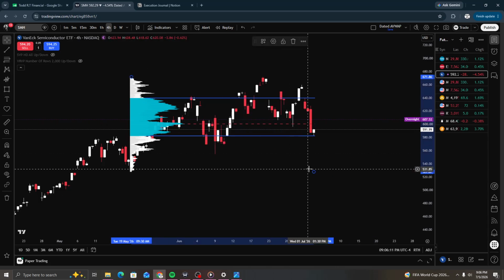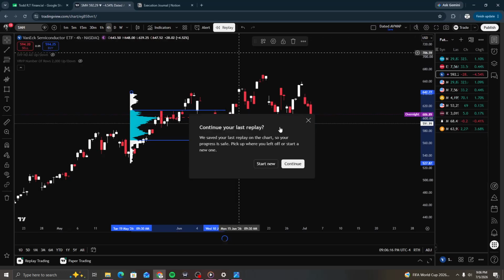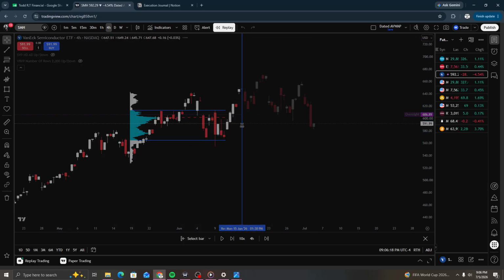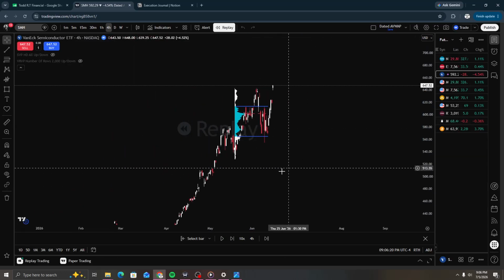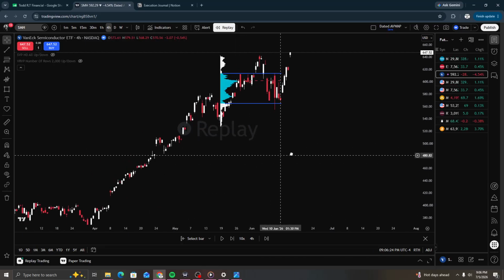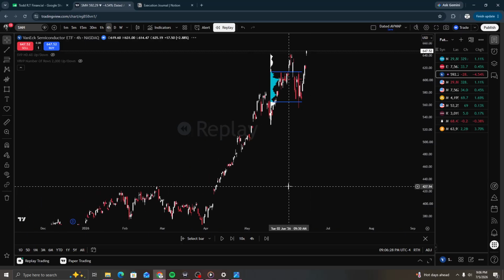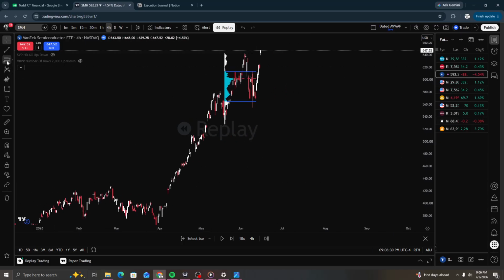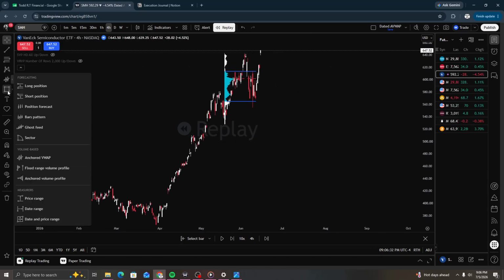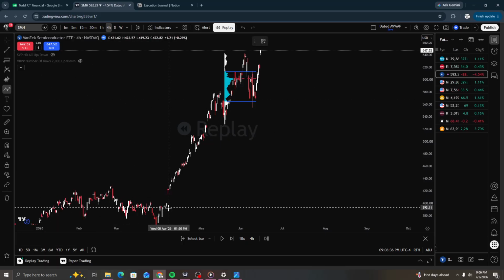Okay, good. If we were to take a look at this moment here, a lot of people are looking at this and seeing that this is probably a good fade on the SMH, but are seeing we had a push up. Let's draw it. This was just supposed to be a quick overview on what I'm looking at.